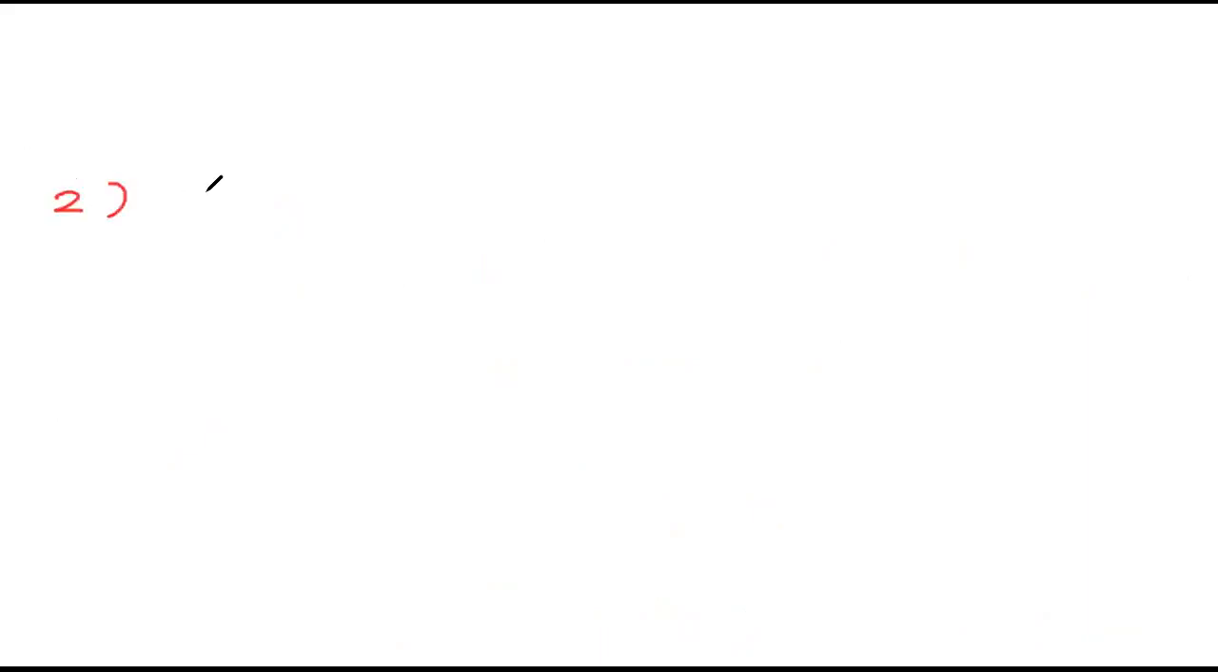First part was addition, subtraction. Second, suppose it comes multiplication.